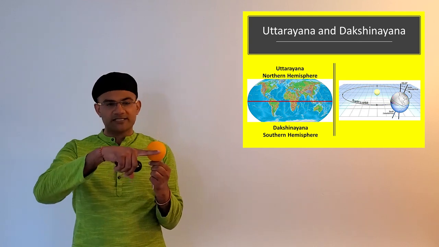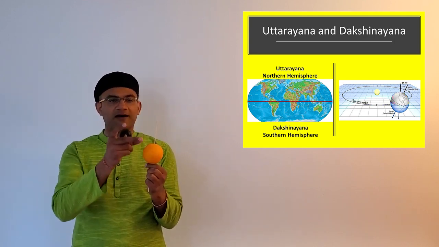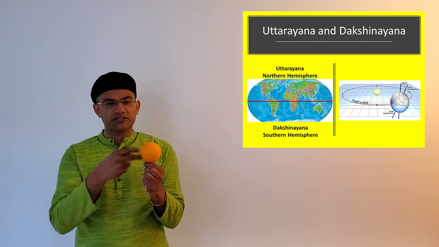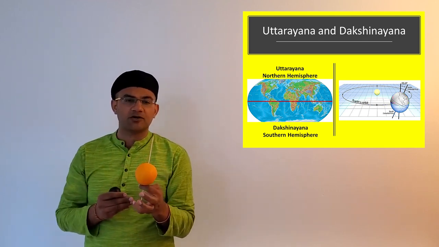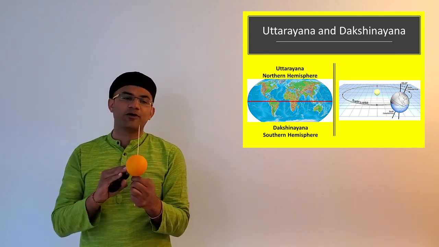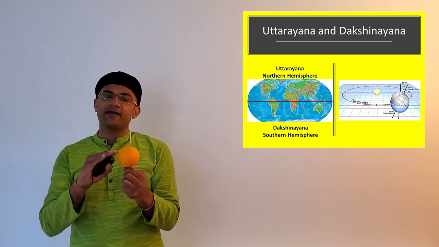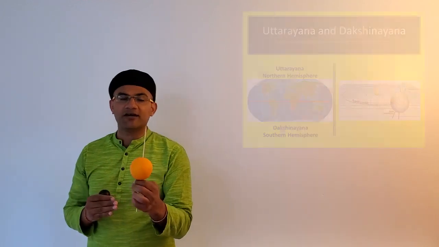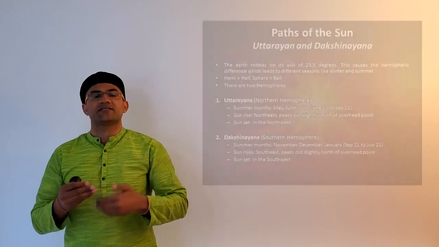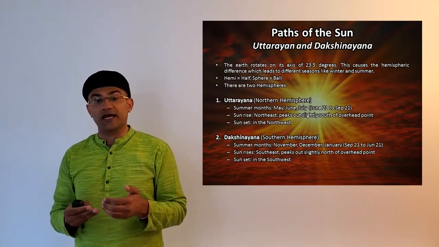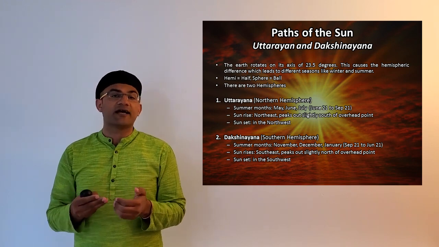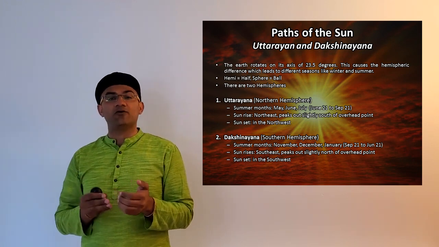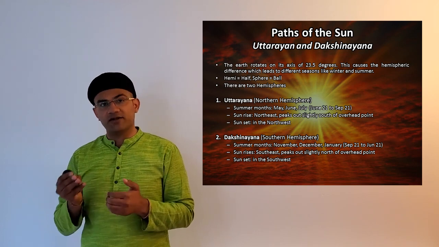So if you split this orange in half, the upper half is the hemi, and because this is a sphere, it's a hemisphere. The top part of that hemisphere is called the northern hemisphere. In Hinduism, we call it Uttarayana, and the bottom part is called Dakshinayana, the southern hemisphere. So in the northern hemisphere, what happens is the summer months are normally May, June, July, June 21st to September 21st, normally called. Sunrise is northeast, peaking slightly out of the overhead point. Sunset is in the northwest.